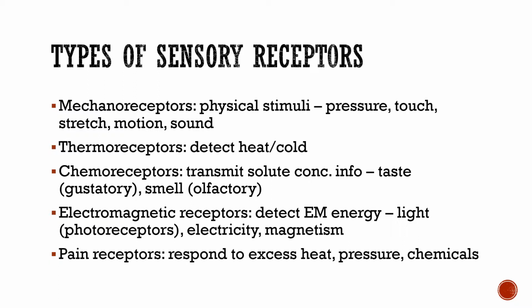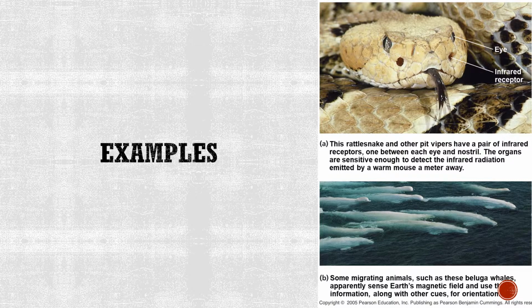Next are the electromagnetic receptors. They can detect EM energy. And lastly, pain receptors. They respond to excess heat, pressure, and chemicals. And here are the examples of sensory receptors.